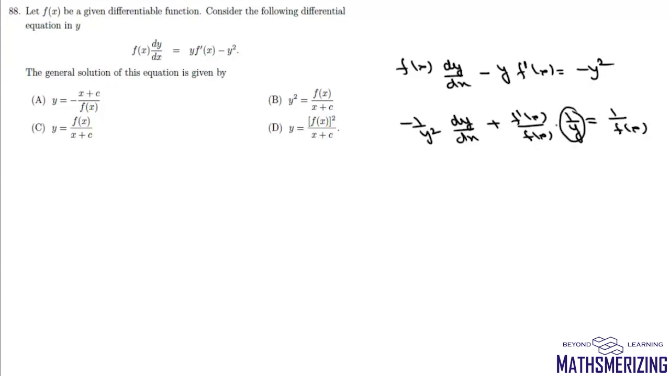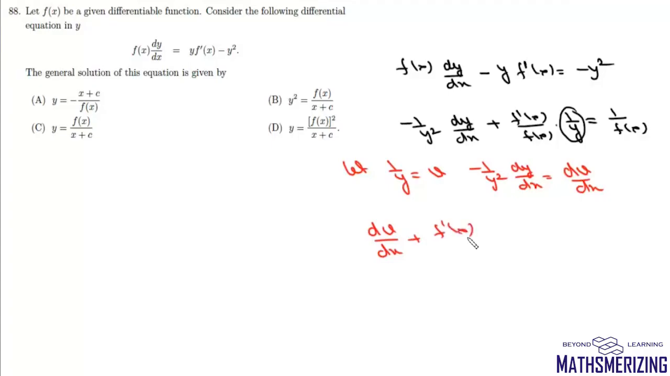Now what we'll do is we'll take 1 upon y as some v. So let 1 upon y equals v, then minus 1 upon y square dy by dx will be simply dv by dx. So we can write this as dv by dx plus f dash x upon f(x) into v, and this is equal to 1 upon f(x). Now this is linear in v. So first we'll find the integrating factor. So its integrating factor will be e to the power integral of f dash x upon f(x) dx.